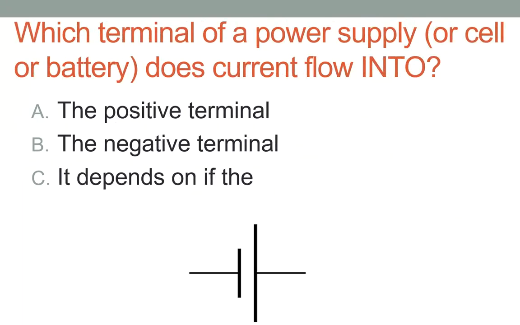Which terminal of a power supply or cell or battery does current flow into? Are you talking through the circuit or from one node of the cell to the other? This here would be A, this here would be B. It depends on if the power supply is absorbing or supplying power.